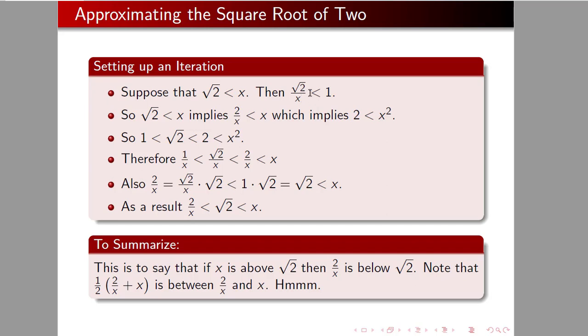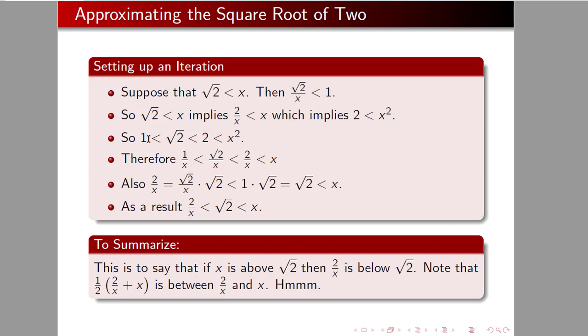Now, what I can do here is say, hey, I've got this true right here. The square root of 2 is less than x, and the square root of 2 over x is less than 1. What if I multiply the left-hand sides by the left-hand sides and the right-hand sides by the right-hand sides? This will give me that 2 over x is less than x. Now I multiply both sides of this inequality by x. That'll tell me that 2 is less than x squared.